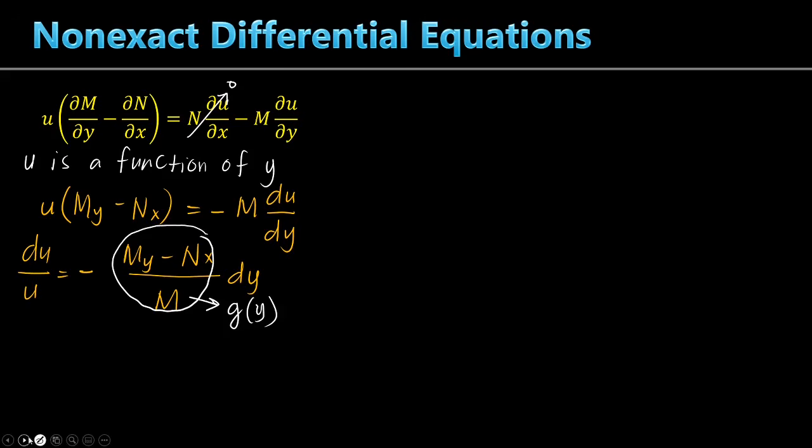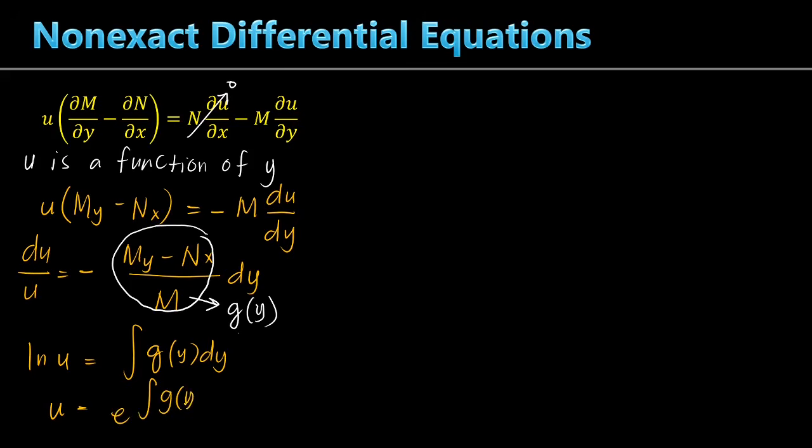Kapag in-integrate ko yan both sides, ang makukuha kong sagot is ln of u equals the integral of the negative of, ayun na yun, kasi itong negative kasama naman sa buong function. So, g of y na lang. g of y dy. And finally, to solve for u, we raise again both sides of the equation to e. So, e raised to ln of u will give me u equals e raised to the integral of g of y dy. Okay, so this is now my integrating factor. Okay? Now, let us have a recap.